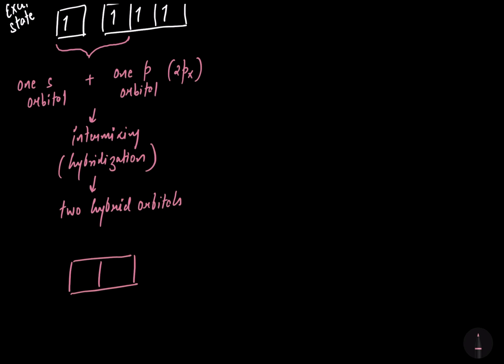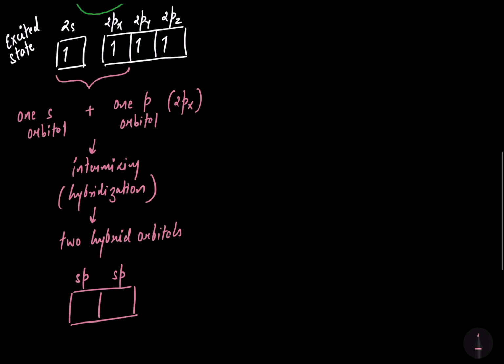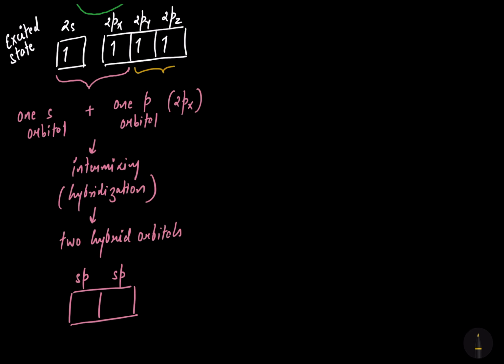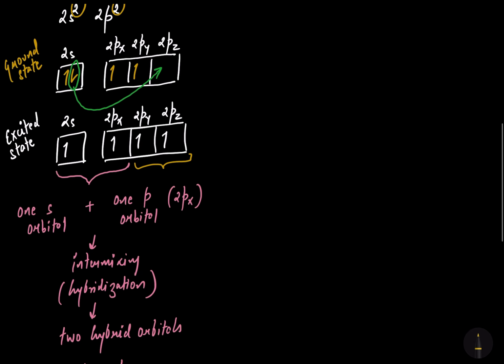So now what will be the name of the hybrid orbital? It's the combination of 1 s and 1 p, so it will be named as sp orbital, and another one also sp orbital, having 50% s character and 50% p character. So here the hybridization is sp. Now what next? We are left with these two unhybrid orbitals.